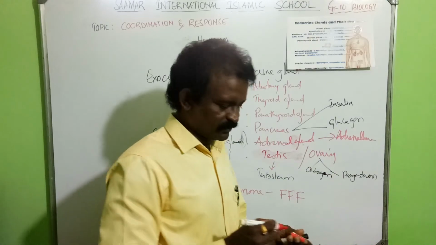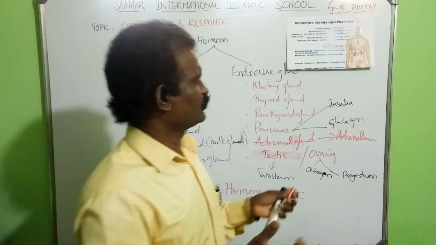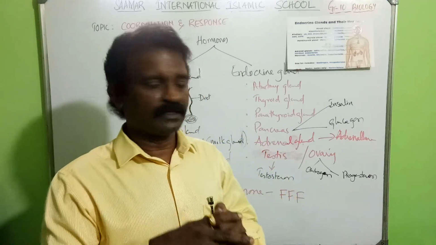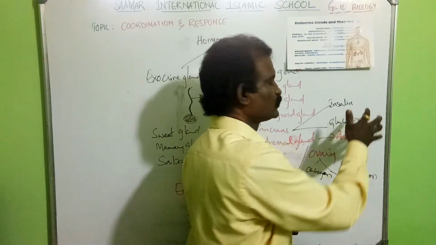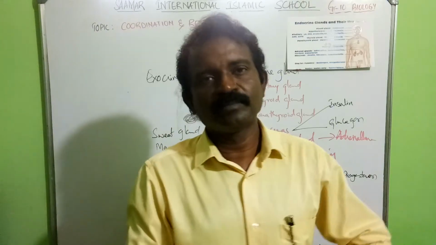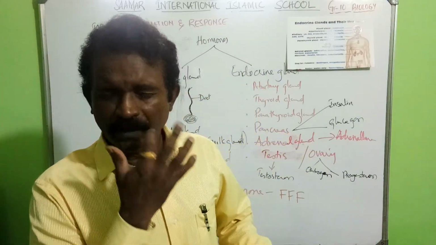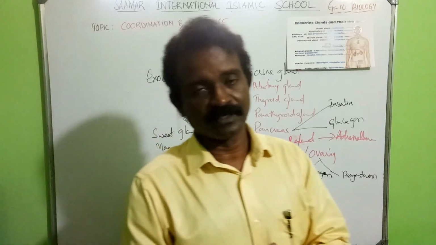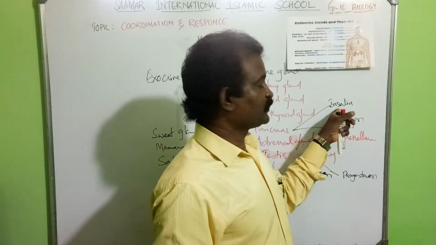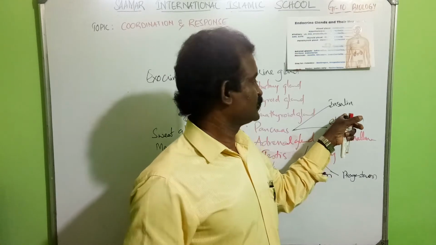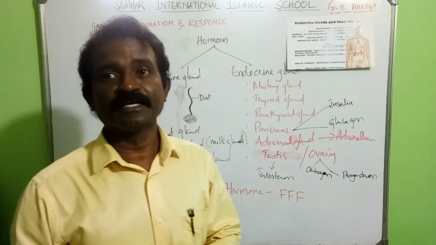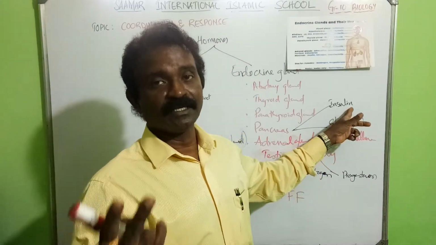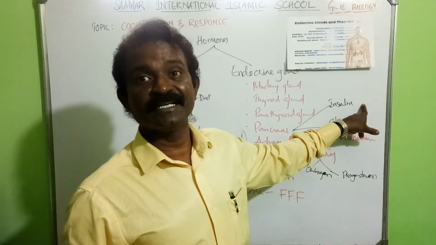What is the function of insulin? Whatever food we are eating, or carbohydrates, insulin converts that carbohydrate to glucose and stores it in the liver or in our muscles. That means it reduces the glucose level. Now, in case it is not working, we get into diabetes. Diabetes is of two types: diabetes mellitus and diabetes insipidus.